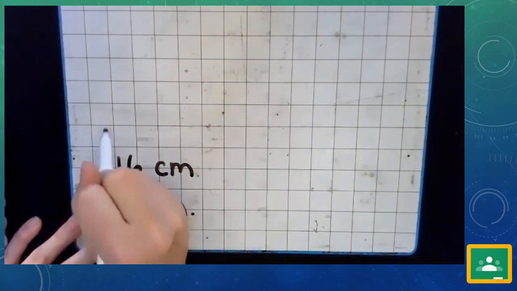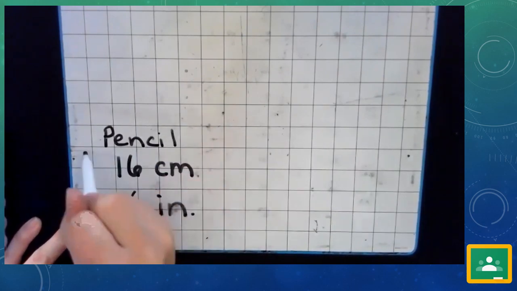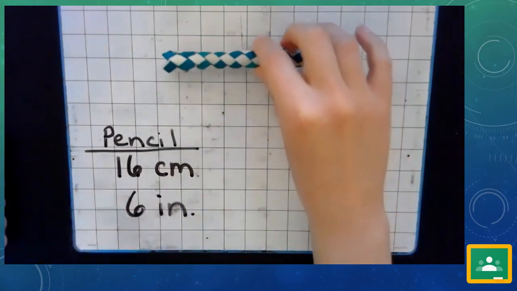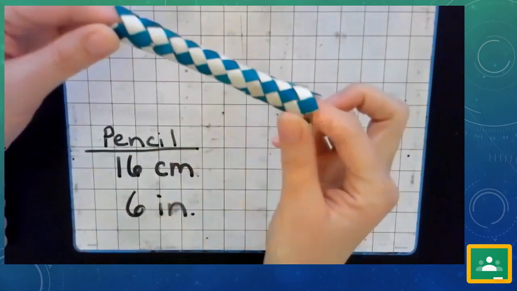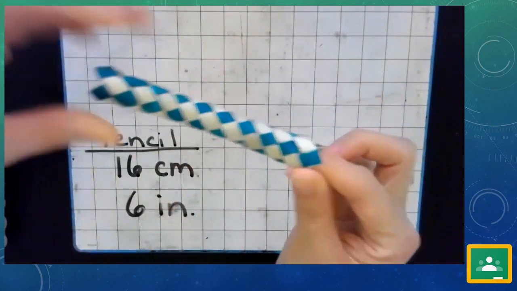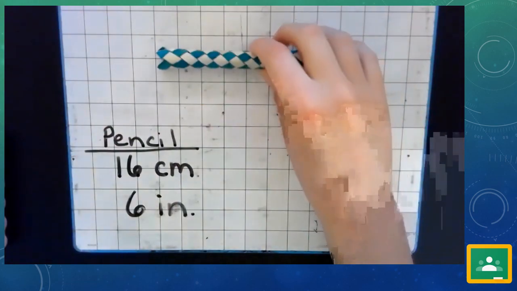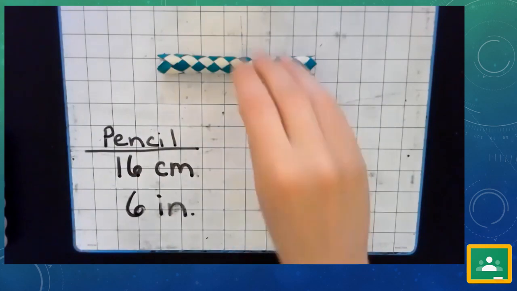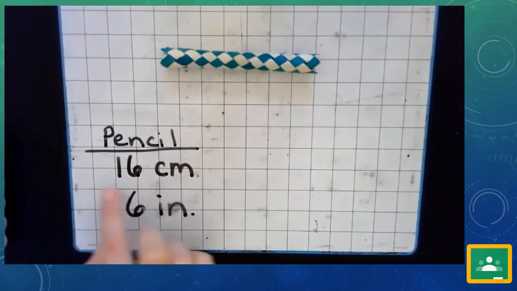So this was our data about the pencil. So now I'm going to measure this finger trap. Okay, this is like a very classic little fun thing that you might use. I use it to handle stress and anxiety sometimes. So I'm going to place this finger trap on my board, and I'm going to start by measuring using centimeters.